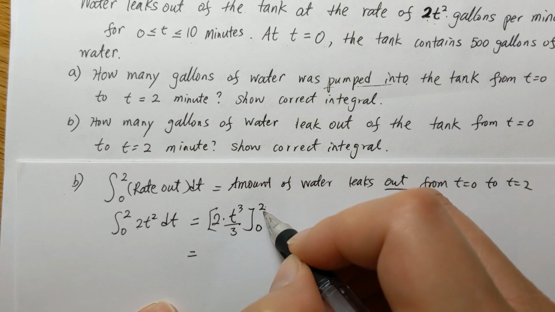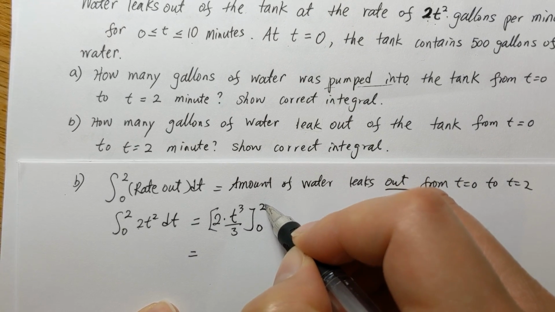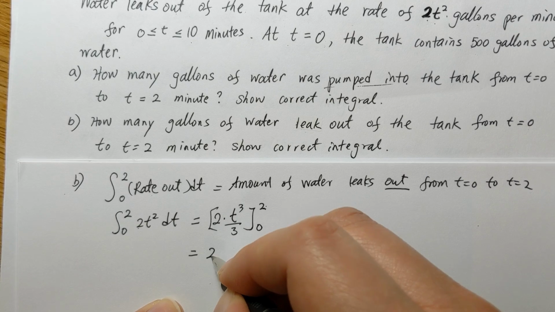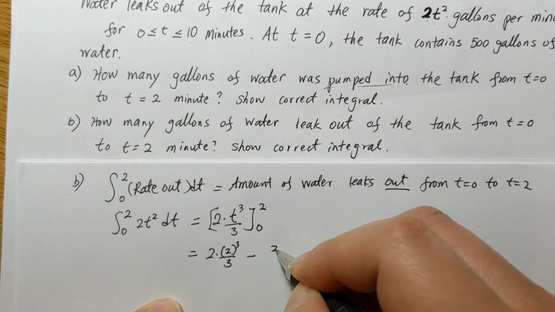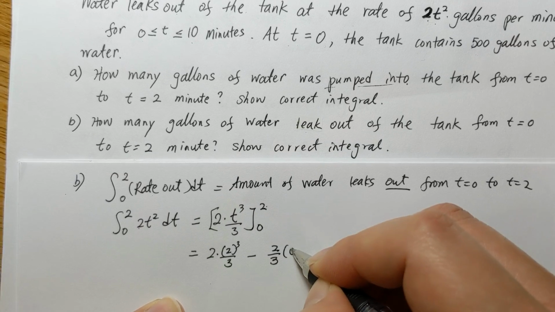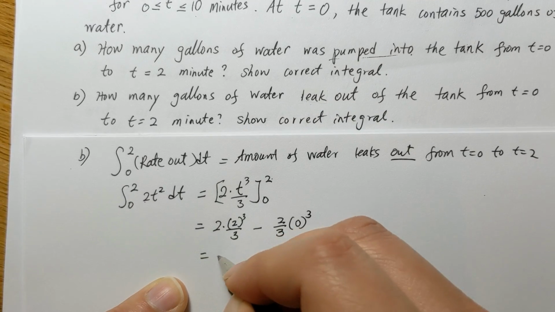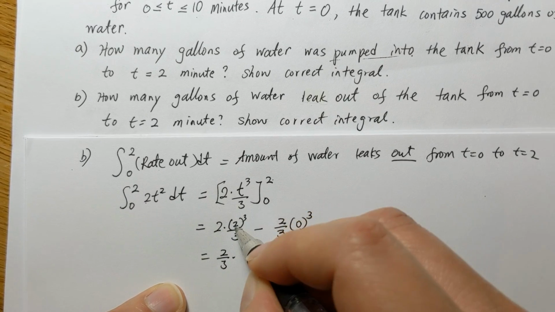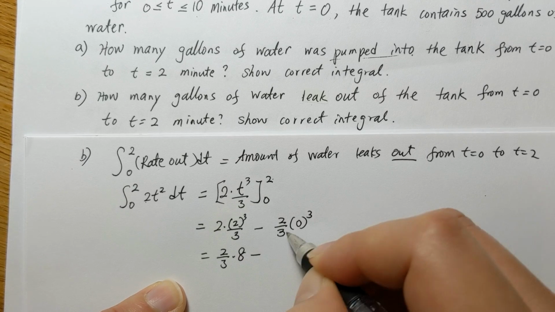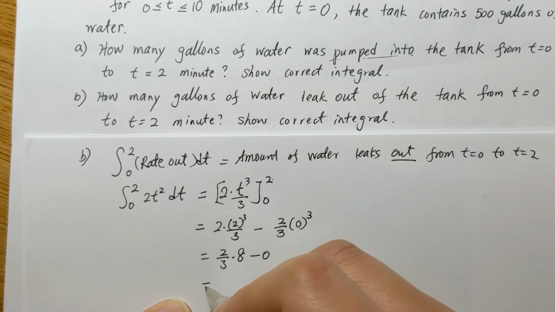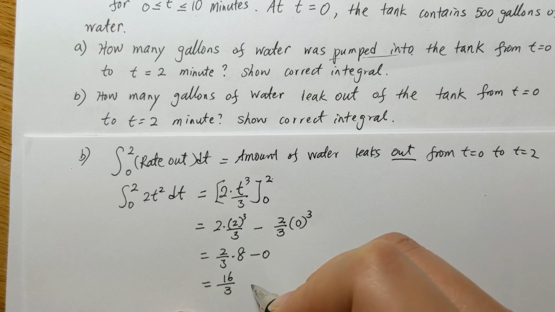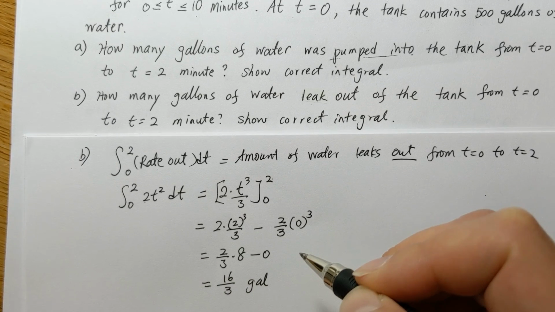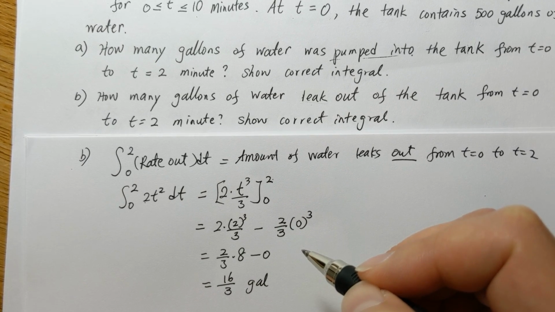When we substitute, we substitute the 2 first, from top to bottom. So 2 times 2 to the third power over 3 minus 2 over 3 times 0 cubed. Then we got 2 over 3 times 2 cubed, which is 8, and the other term will give us 0. And then 2 times 8 is 16, so we got 16 over 3 gallons. So from 0 to 2, 16 over 3 gallons of water leaks out.